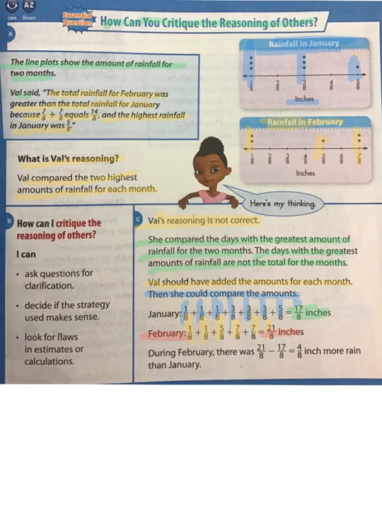Now let's find the difference. During February, there was 21/8 minus the 17/8 that was in January. So there is a difference of 4/8 inches more rain in February than in January. So the big thing is when you're watching or reading, you need to make sure that you're answering what the question is asking. If you are following along, please draw a circle right next to B where it says how I can critique the reasoning of others.